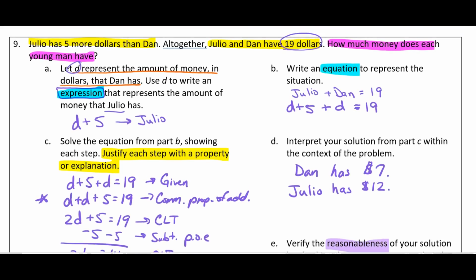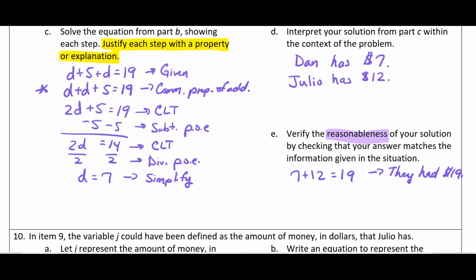And then it also said that Julio had $5 more. So Julio has $5 more. And let's check this out. Julio has more money, so that checks out as well. So our answers are reasonable.